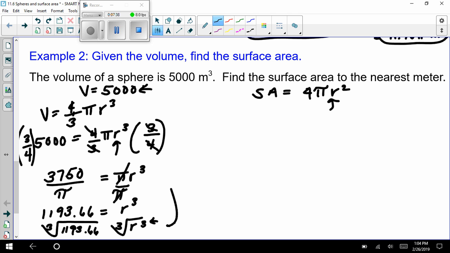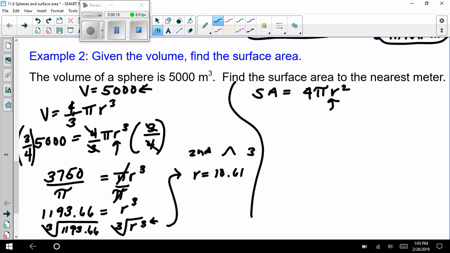Okay, if I take all of that in my calculator, for the cube root, you need to hit the second button, and then the caret button. Okay, and then once you do that, you want to hit the 3, and then you want to put in 1193. So if I take the cube root of 1193, I think I end up with the radius is equal to 10.61.